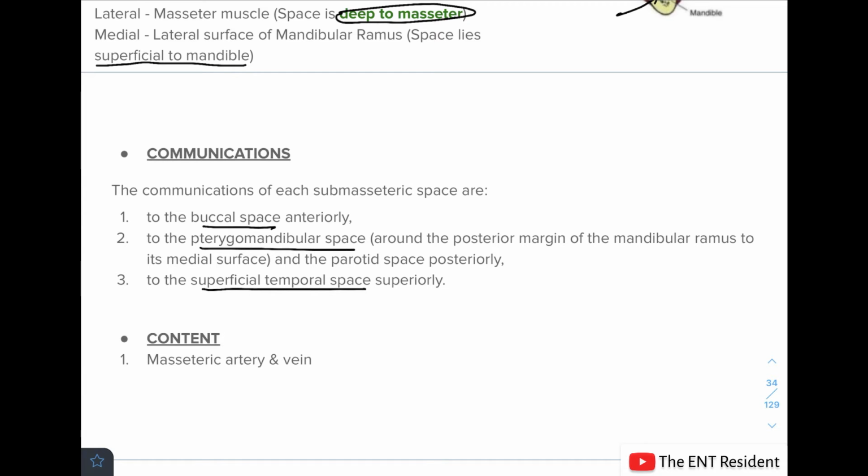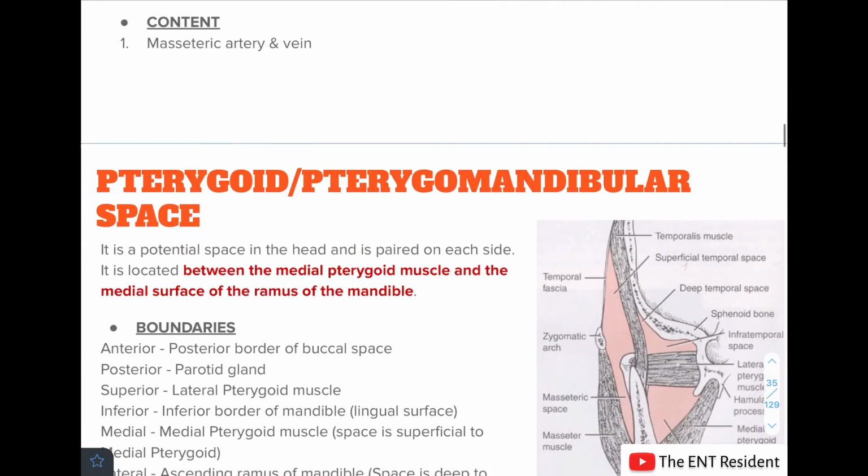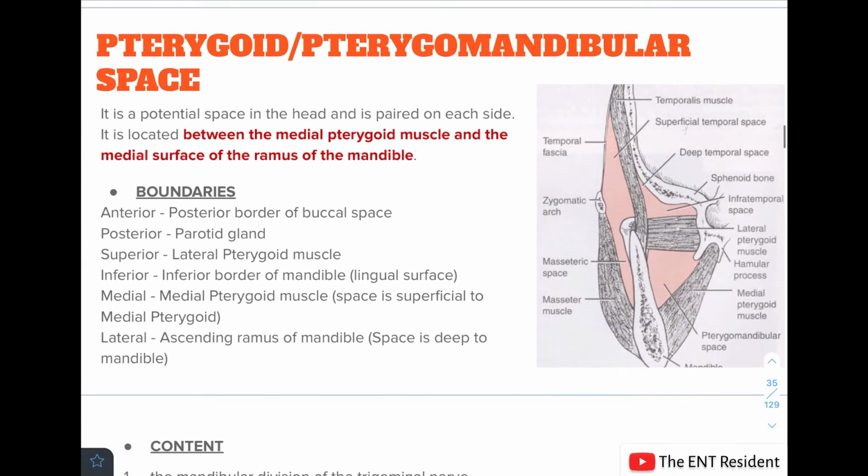And the masseteric space contains the masseteric artery and the vein. The next space is the pterygoid or the pterygomandibular space. Now this is a potential space in the head and it is also paired, and it lies between the medial pterygoid muscle and the medial surface of the ramus of the mandible. You can see here, this is the ramus of the mandible and this is the medial pterygoid muscle. So this space over here is the pterygoid space, also known as the pterygomandibular space.